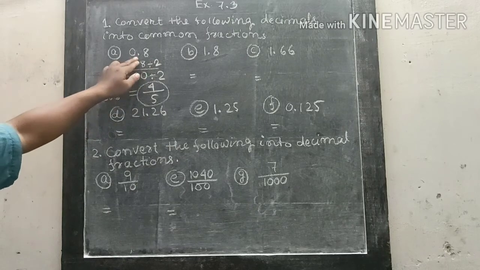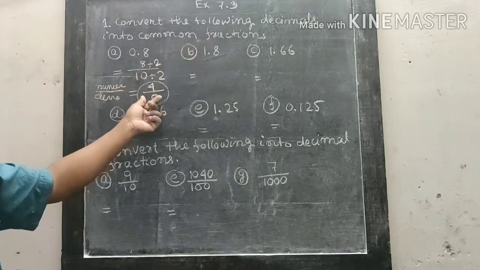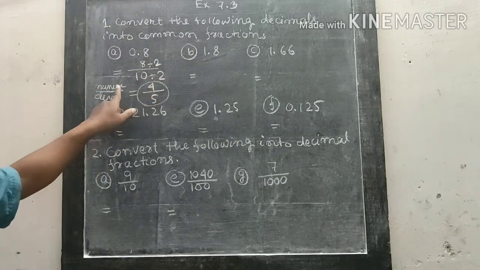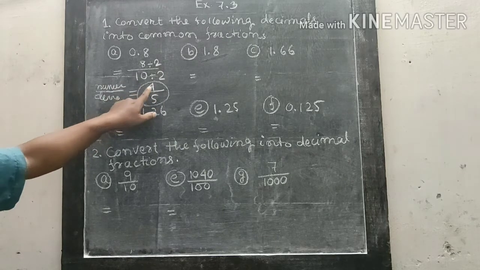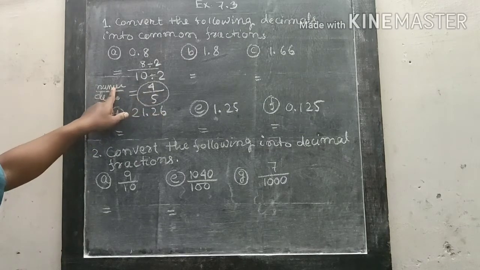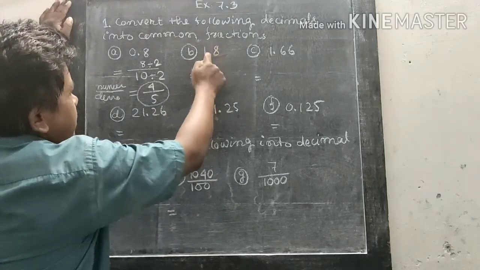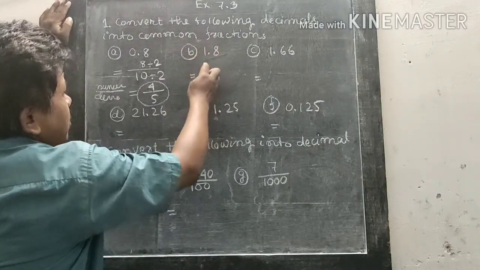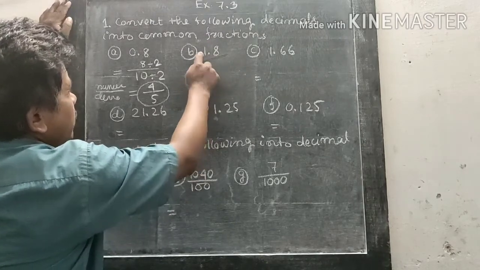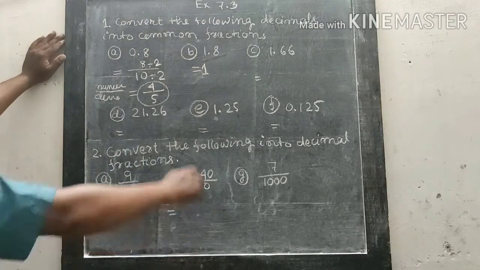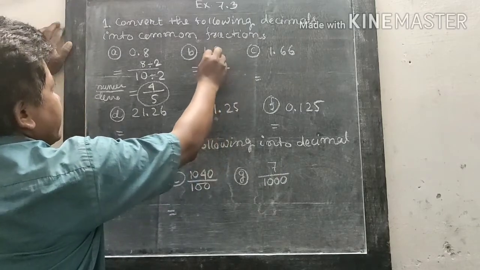After converting 0.8 to a fraction, we have 4 by 5. Here 4 is called the numerator and 5 is called the denominator. In the same process, we shall first write the whole number. Here the whole number is 1. The integral part is 1. Then we shall see the fractional part.